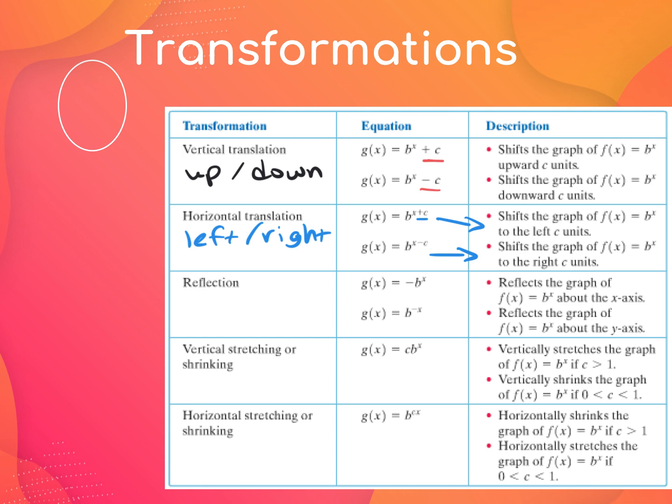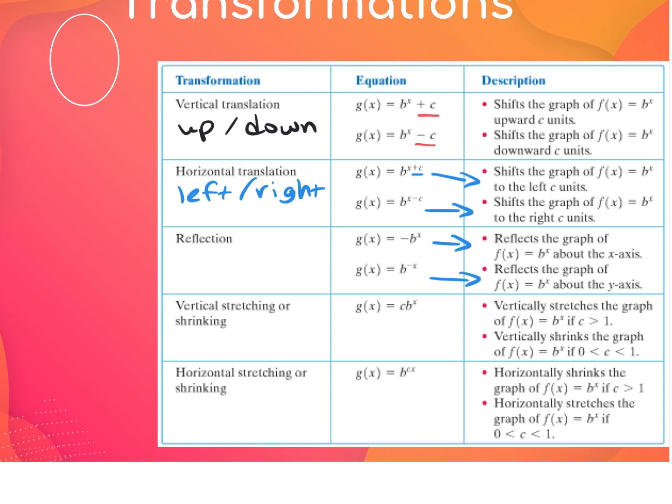When there is a negative in front of the base, that would be a reflection across x. When there's a negative sign in front of the power or the exponent, that will be a reflection across the y-axis. And when there's a number in front of the base, that would be a vertical stretch or shrink. If it's greater than 1, it's a stretch. If it's a fraction, a number between 0 and 1, it would be a shrink. And a number in front of the exponent would be a horizontal stretch or shrink. Again, if that number in front is greater than 1, it would be a shrink. And if it is a fraction, a number between 0 and 1, it would be a stretch. And then we graphed some examples applying these transformations.